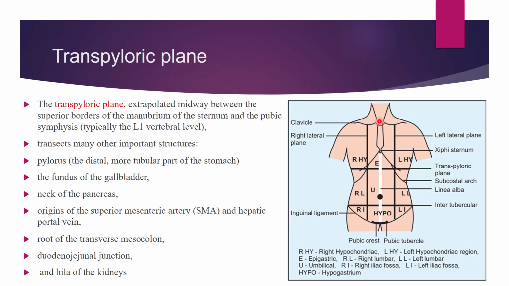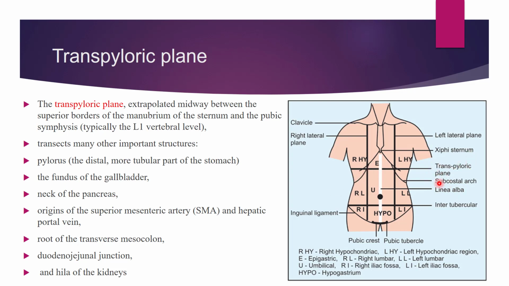We will draw one line here in the median plane, and midway between these 2 points, number 1, the upper part of the manubrium sterni, and number 2, the pubic symphysis, we will draw one transverse line that is named the transpyloric plane. This transpyloric plane is very important. It is above the subcostal plane. It is at the site of L1.